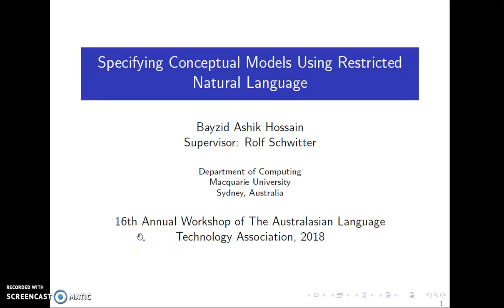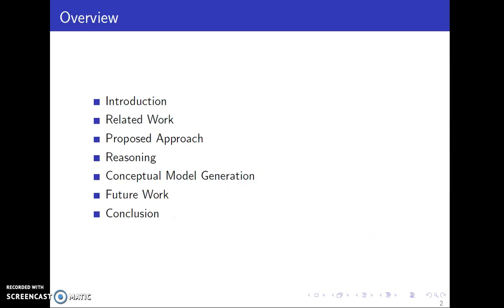Hi, this is Ashik Hussain. I am a PhD student at Macquarie University working under the supervision of Dr. Ralph Schwitter. Now I am going to present my paper titled Specifying Conceptual Models Using Restricted Natural Language, which has been accepted as a long paper in ALTA 2018.